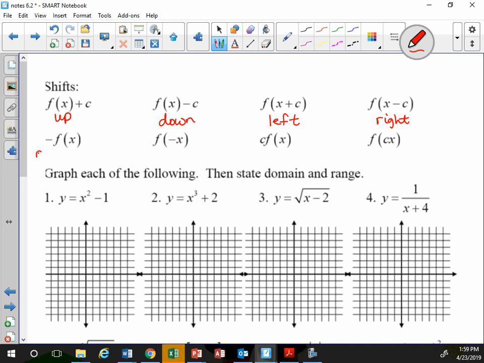So this is reflect over x-axis. And this one is reflect over y-axis. Okay. All right. Then these last two. We've got the C just being multiplied out in front or multiplying the X. If it's out in front, what do you think that's doing?